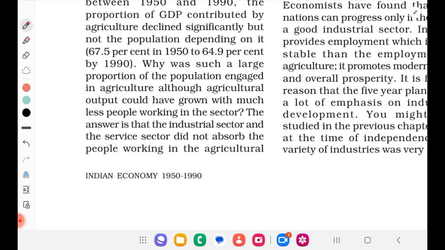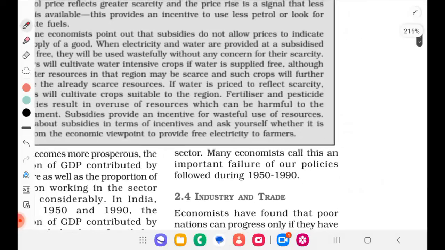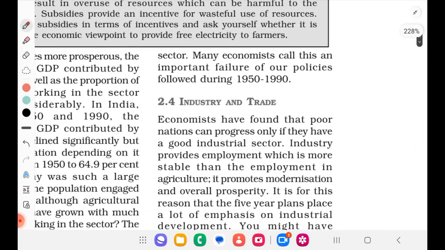Why was such a large proportion of population engaged in agriculture, although agricultural output could have grown with much fewer people working in the sector? The answer is that the industrial sector and service sector did not absorb the people working in the agricultural sector. Many economists call this an important failure of the policies followed during 1950 to 1990.